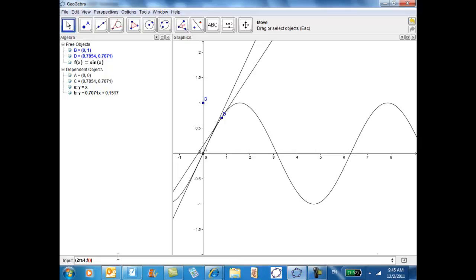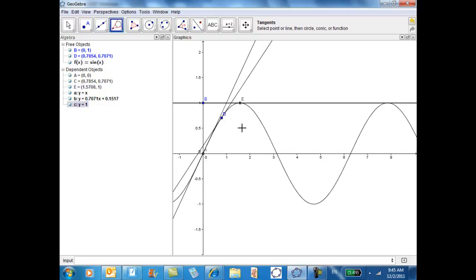Let's find out. 2 pi. Oh, I could have cut and pasted it. Oh, well, maybe next time. Boom, there's E. And now we go to graphing that tangent line. Point, line, boom. Right?